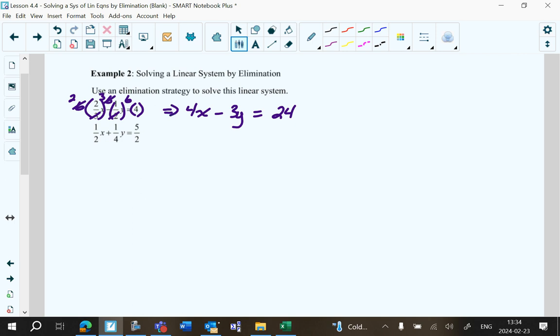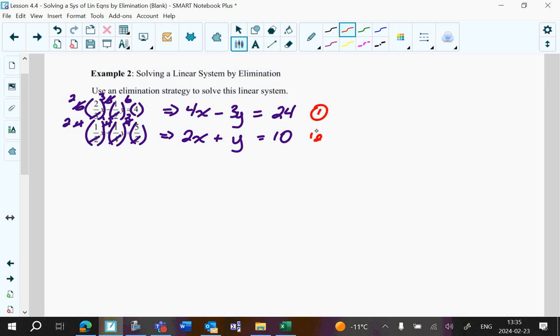Okay. What would you multiply this one by? 4. So 4 over 2 becomes 2 times 1, which is 2x, plus 4 over 4 becomes 1 times y, which is just plus y. 4 over 2 becomes 2 times 5, which is 10. Now I'm going to name them, or number them, pardon me.